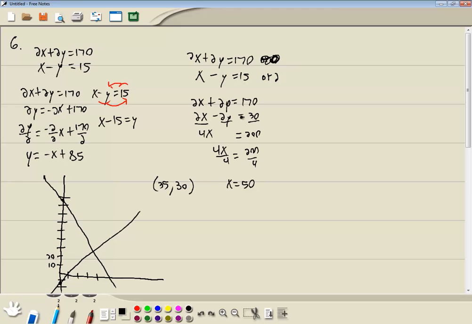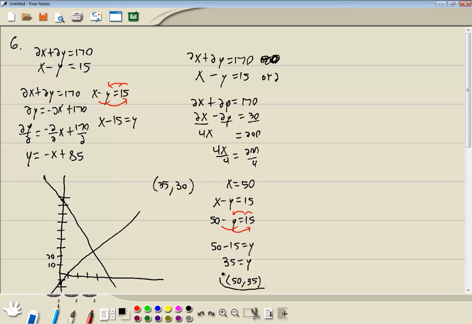Now we're going to plug that back into one of our equations. Second one looks a little easier. So I got x minus y is equal to 15. We just said x is 50. So I got 50 minus y is equal to 15. I want to solve for y. So I take negative y over here, take 15 over there. So we got 50 minus 15 is equal to y. Or y is equal to 35. So we'd have 50 and 35.